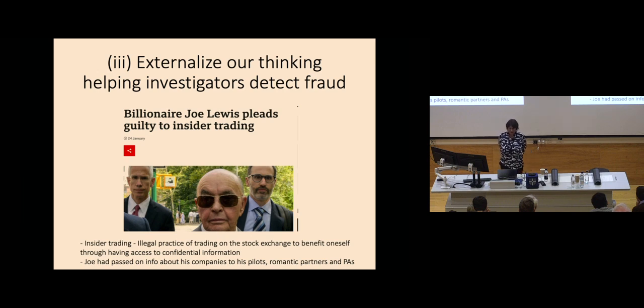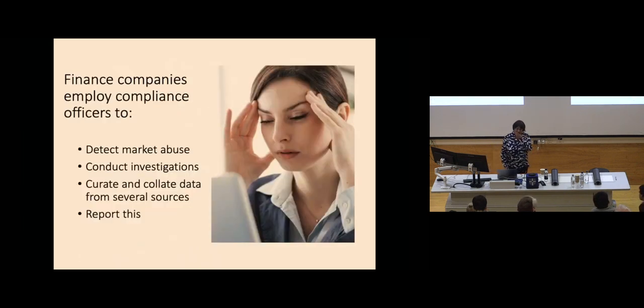What Joe did is he passed on information about his companies to his private pilots, to his romantic partners, there were many, and his personal assistants. And he got caught out. But a lot of them don't. But as I said, all of these financial companies need to find ways of detecting it, and they all employ compliance officers. And compliance officers' role is, as I said, to try and detect market abuse.